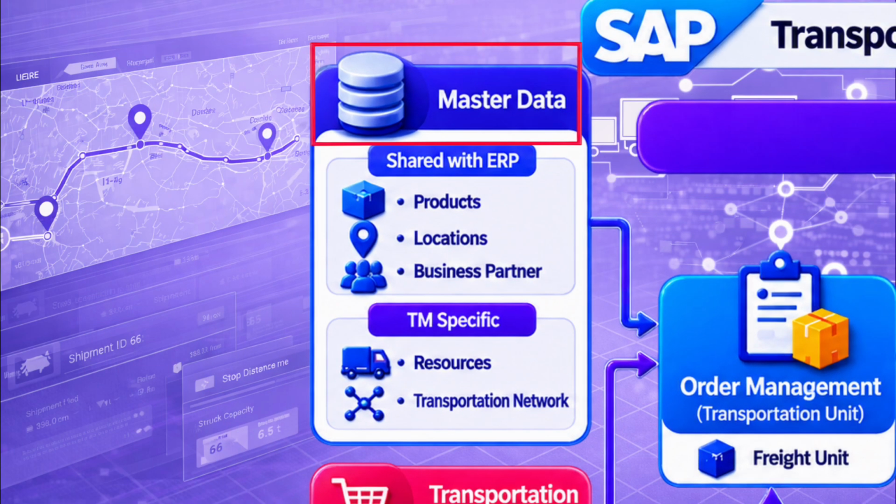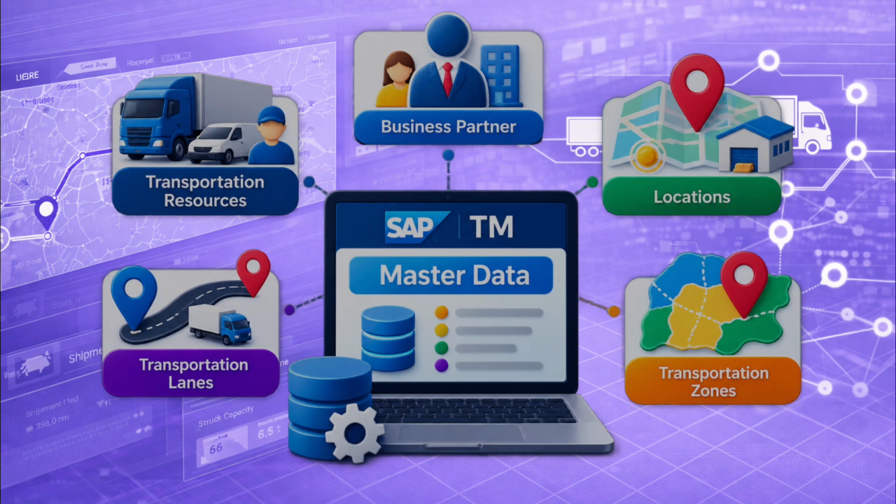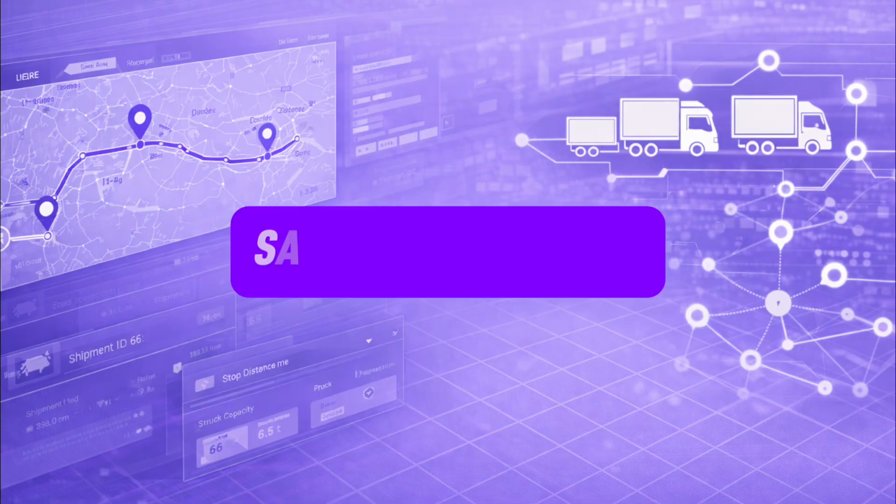We'll further understand the relationship between the master data shared with SAP ERP and the data required especially for SAP TM. Then we'll move into the hands-on configuration of some of the most important master data objects, including business partners, resources, location, transportation lanes, transportation zone. So let's continue this course journey.